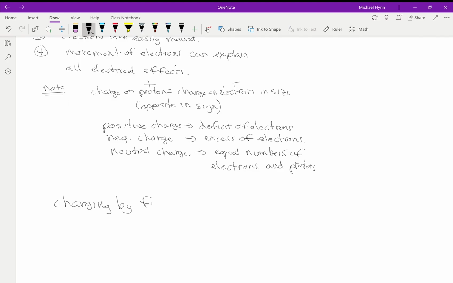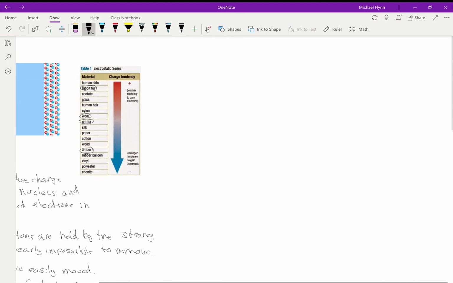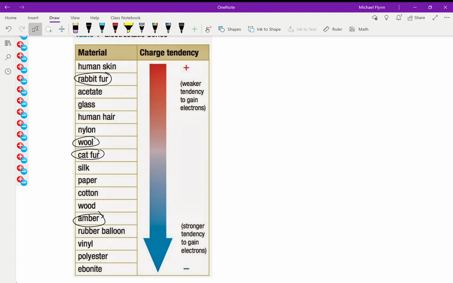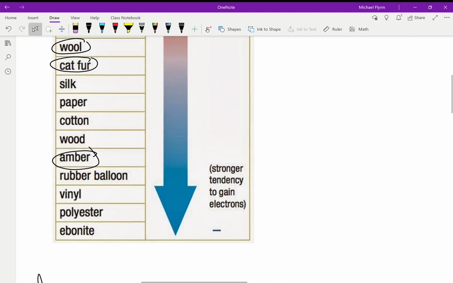All right, so charging by friction works because different materials have different attractiveness towards electrons. Okay, so here at the top of this list, what you will see is human skin. Your skin has a very low affinity for electrons. Your hair comes somewhere in that category also, rabbit fur and so on. So fur, hair, and so on have typically a weak hold on electrons. However, these items at the bottom, which happen to be a lot of artificial compounds like polymers, vinyl, polyester, rubber balloons, ebonite, they tend to have strong holds on electrons. And the reason is just because of their molecular structure, okay?